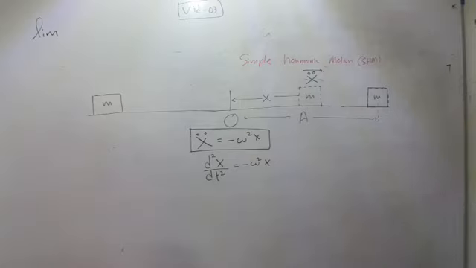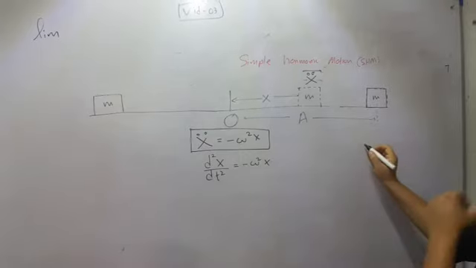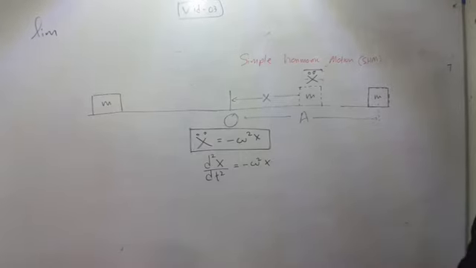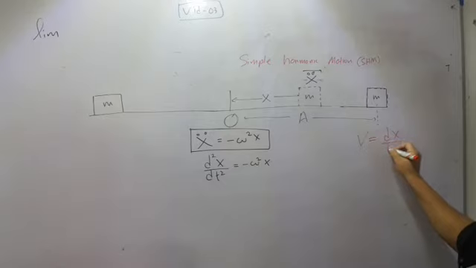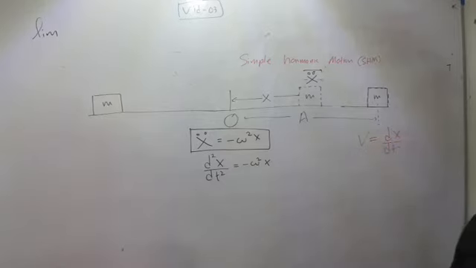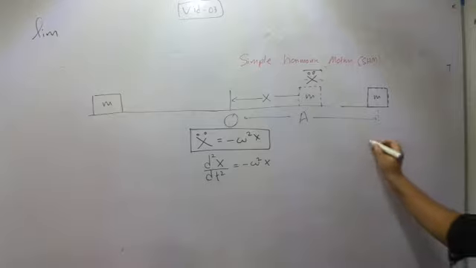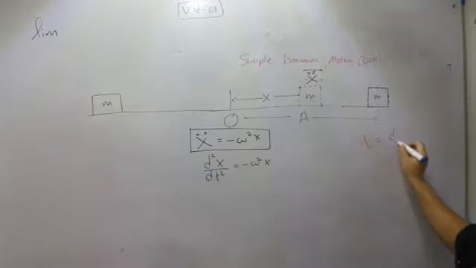So we're going to use a simple tool. It's called the chain rule. We're going to do this. So let's start with this one. So what is v? v is dx over dt. v equals dx over dt.